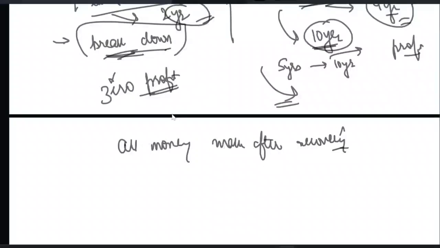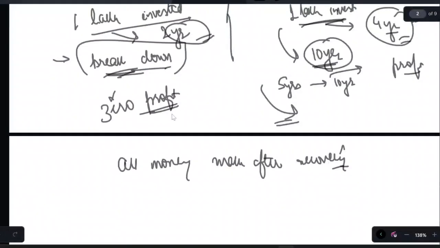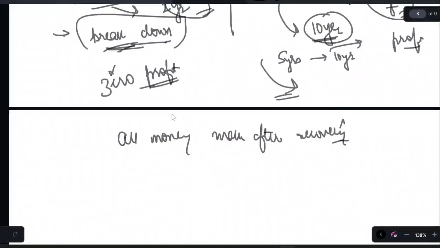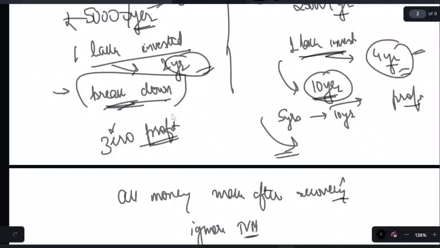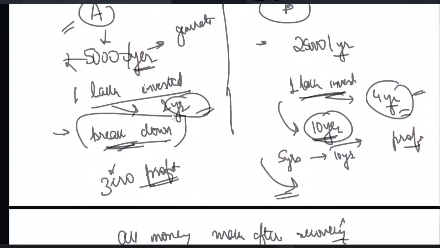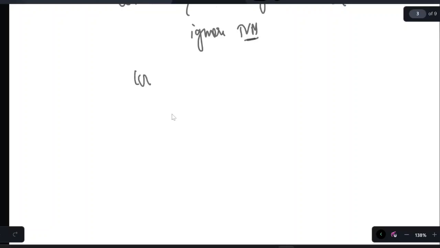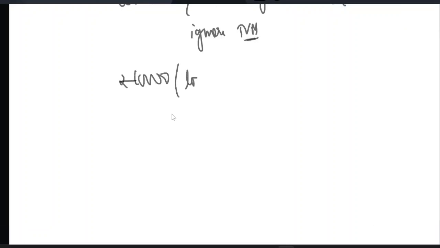This is the biggest flaw. This was the first flaw. The second flaw is that it ignores the time value of money, the TVM. The payback period method treats 10,000 earned today exactly the same as 10,000 earned 4 years from now. Whatever 10,000 rupees you earn today, it treats the same as 10,000 earned 4 years from now.